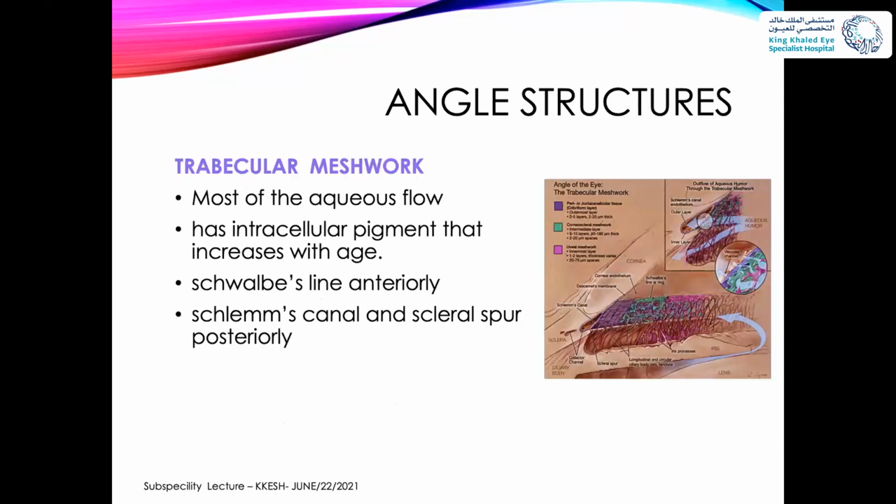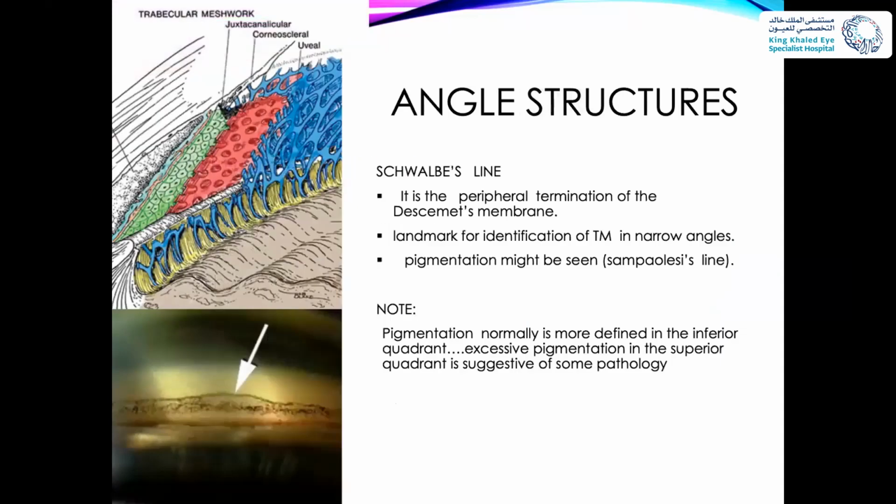Paying attention to the pigmentation and the visualization of the trabecular meshwork is very essential as well. Schwalbe's line, which is the terminal part of Descemet's membrane, is very important, and sometimes it is seen too prominently, as in cases of pigmentary glaucoma, pseudoexfoliation, or previous uveitic attacks, forming a Sampaolesi line.